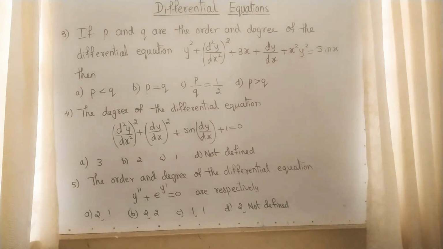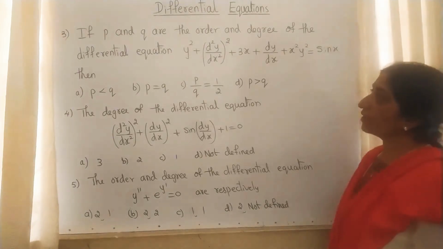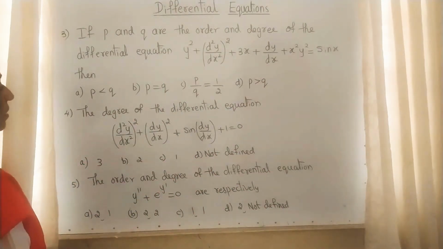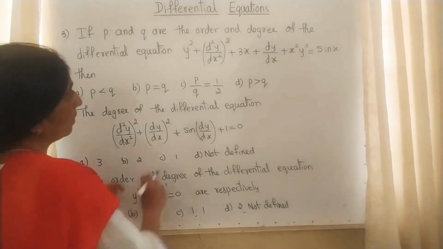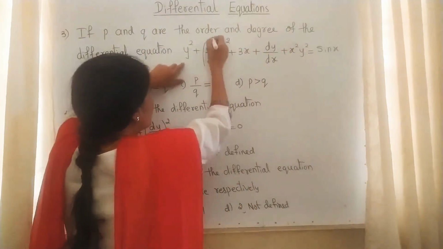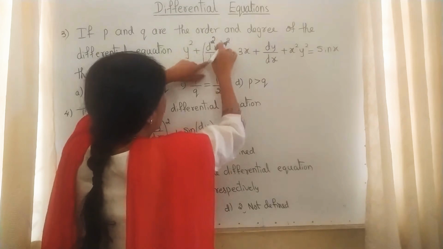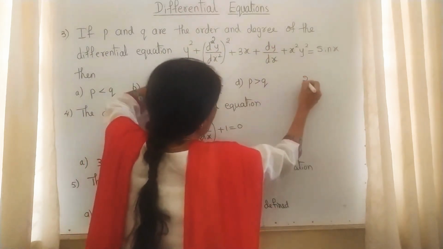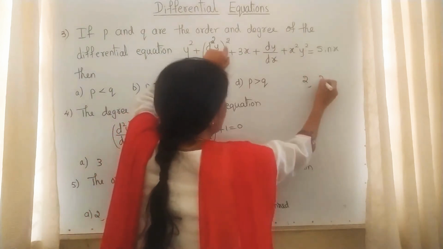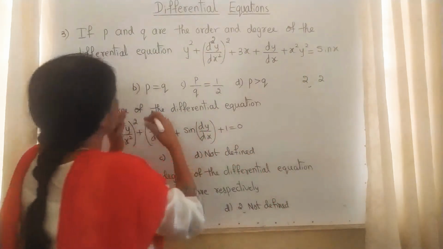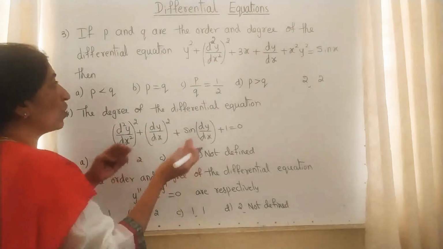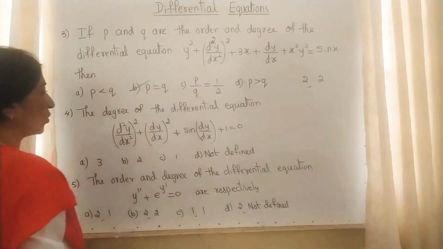See here, next question. If P and Q are the order and degree of the differential equation, then which is satisfied? Here, when you observe this equation, the maximum times differentiated is twice, d square y upon dx square. That means order is 2. And above that, its power is 2. Order is 2, degree is 2. That means P is the order, Q is the degree. Order and degree both are 2, so P is equal to Q.